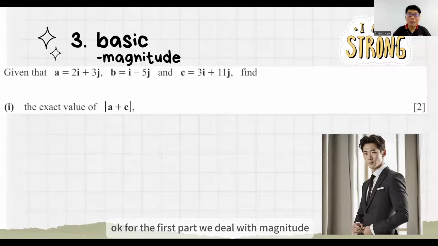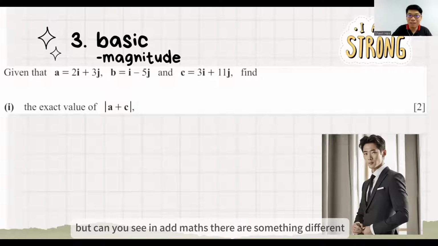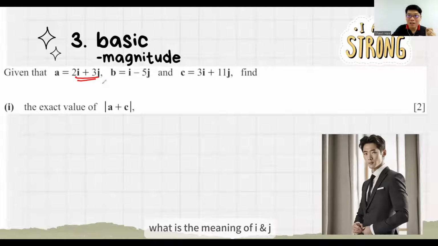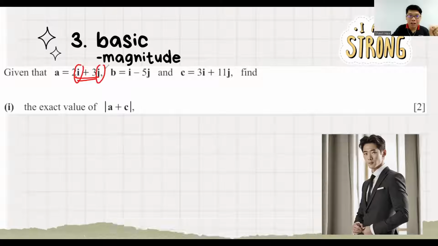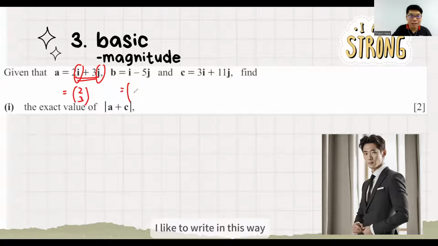For the first part, we deal with magnitude. We already learned magnitude in maths, but can you see there is something different? You see something, i and j. What is the meaning of i and j? i means how this object moves left, right. j means how this object moves up, down. So whenever you see i and j, you can also write it in column vector form, where i is put up and j is put down. I like to write in this way, especially when we need to add, subtract, multiply, or divide vectors.